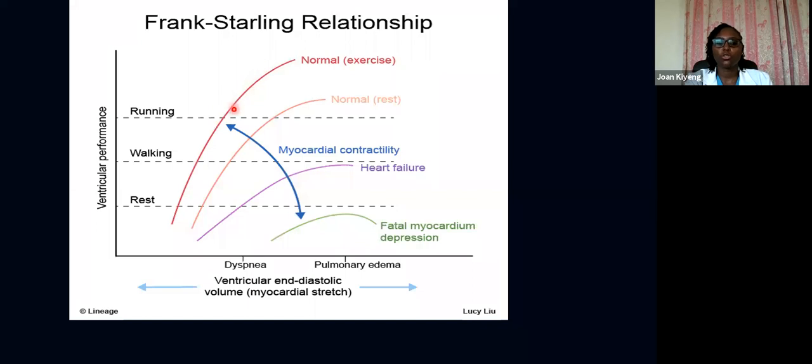the contraction is stronger. But in patients who have heart failure, they are not able to compensate like this. And in fact, for them, as they get more volume, they start going into heart failure. And that's why somebody would tell you that they are not able to tolerate exercise.